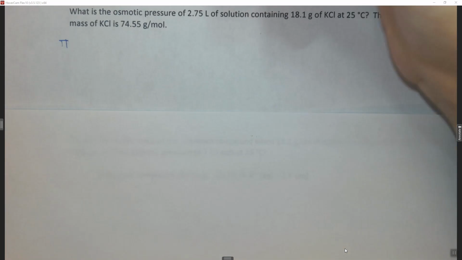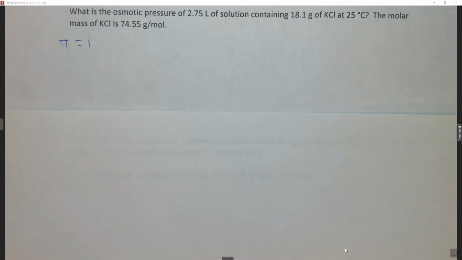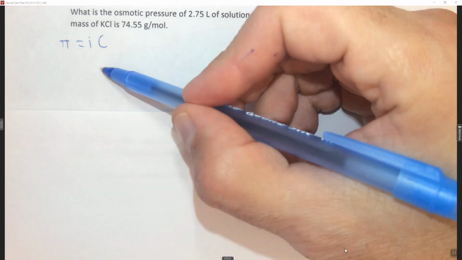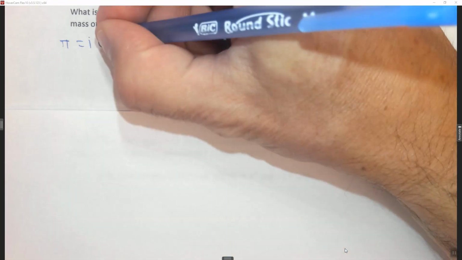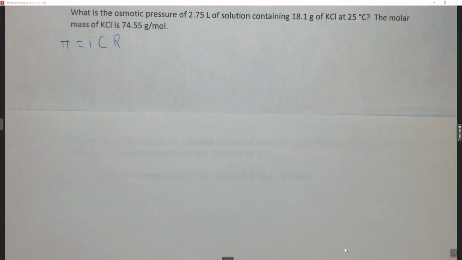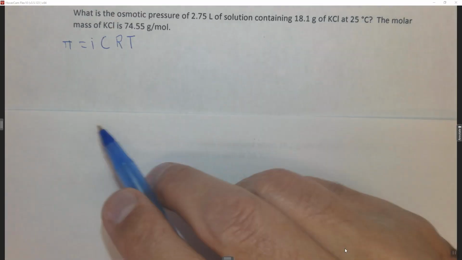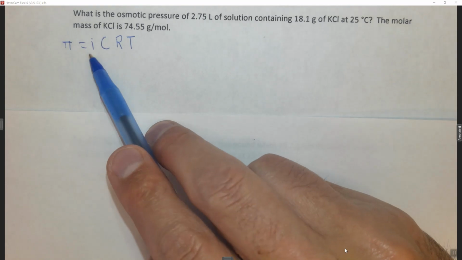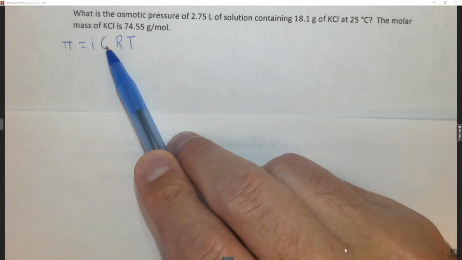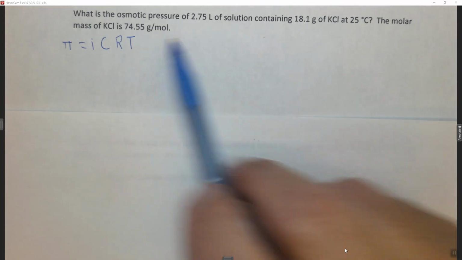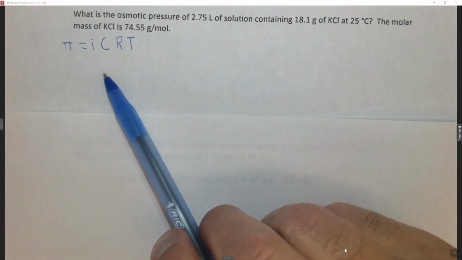So pi, the osmotic pressure, equals i, the van 't Hoff factor, which you've seen before, times C, the concentration in molarity, moles per liter, times R, the ideal gas law constant, 0.08206 liter atmospheres per mole K, times T, the temperature in Kelvin. So it's essentially a derivation of PV equals nRT.